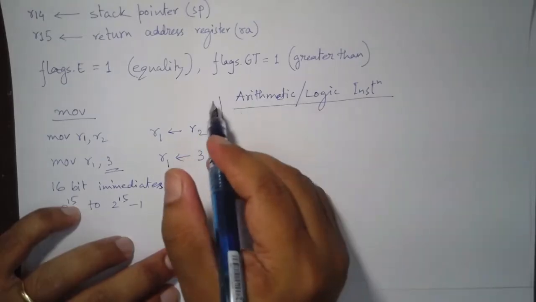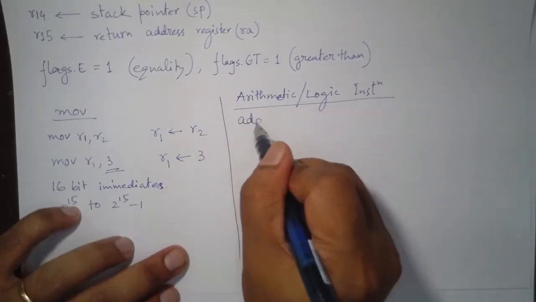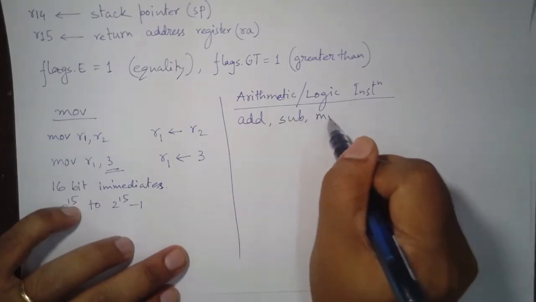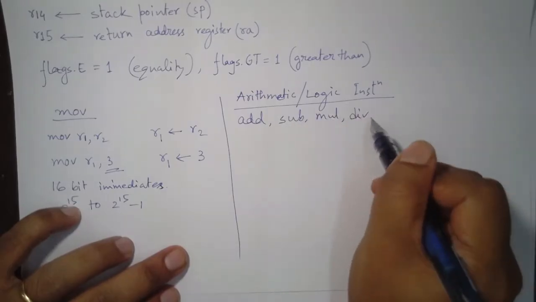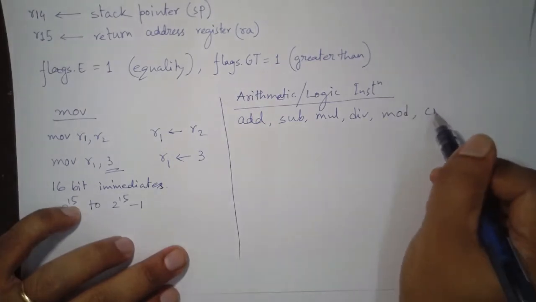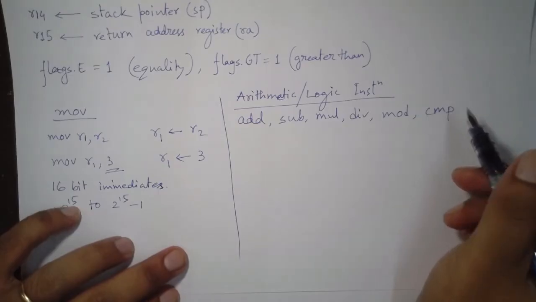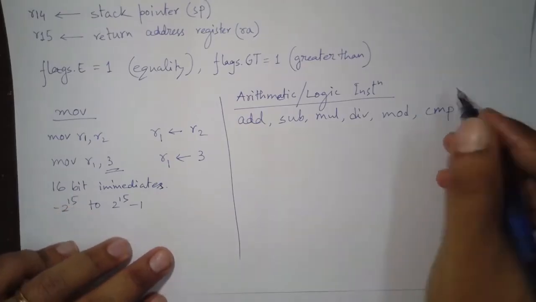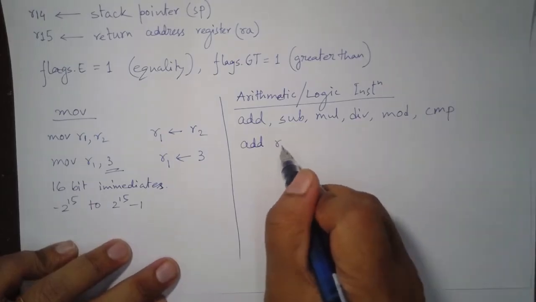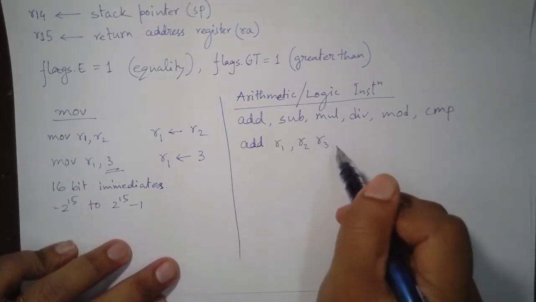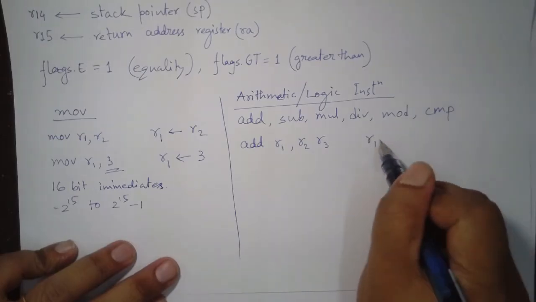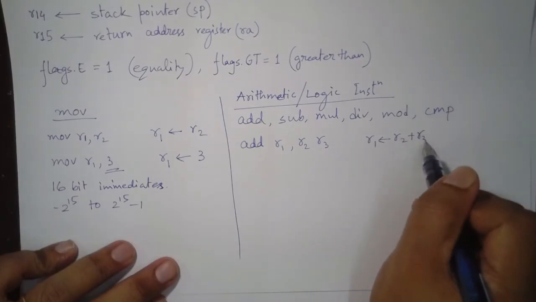So, basically you will have add, subtract, multiply, division, mod and comparison or compare. For example, an add instruction can be, let us say, add R1, R2, R3. That means you add the value of R2 and R3 and store it in R1.